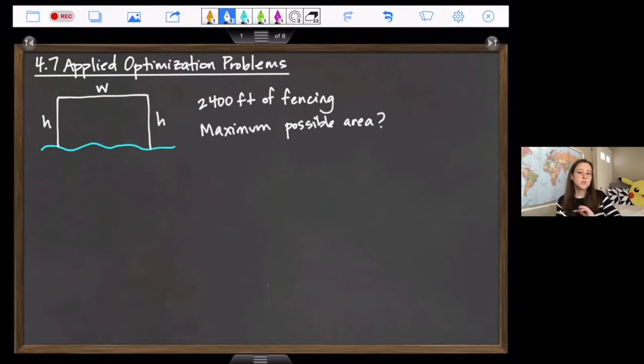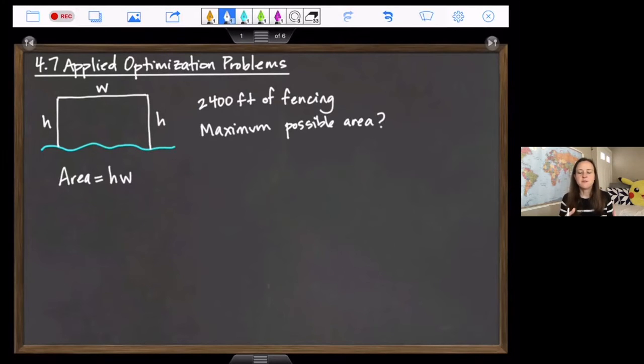All right, so this is going to rely on our skills of finding the absolute maximum of a function on an interval. So I need to find a function for area so that I can find its absolute maximum using our techniques from 4.3. All right, so let's talk about the area. Obviously, this is a rectangle, so my area is going to be length times width, or in this case, H times W. And I would want to find the absolute maximum of this.